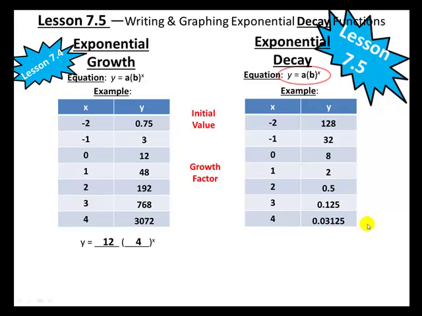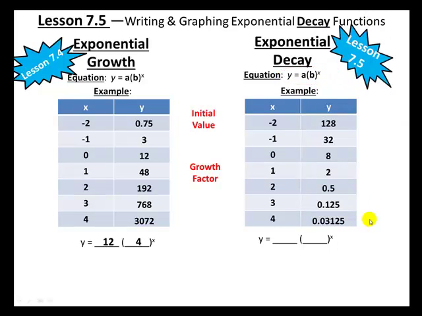0.03125. Once again, our equation will be in that form, and we would look at filling it in kind of the same way. Our initial value is the value of a. We would look here to identify that. When x is 0, what's the value of y? So we would know our initial value to fill in and to create an equation would be 8.